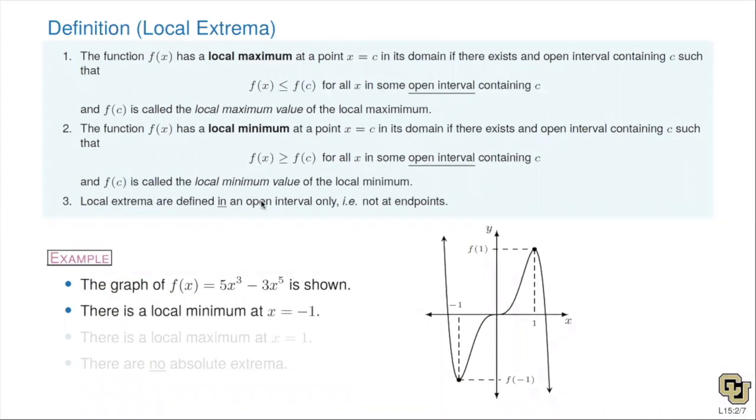If you want the local min value, I would plug negative 1 into the function. So the local min value would be negative 5 plus 3, or negative 2, doing some quick math. And we have a local max at 1. The local max value would be 5 minus 3, or 2. And this graph has no absolute extrema at all. It only has the two local extrema.